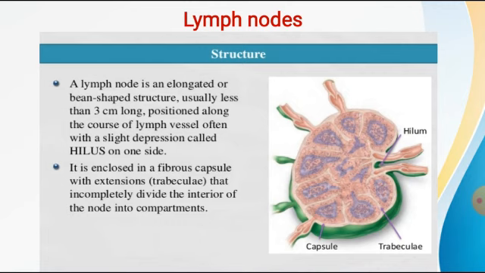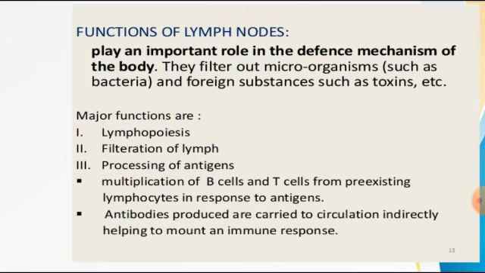Coming to the next secondary lymphoid organ, lymph nodes. Coming to the structure, it is an elongated, bean shaped structure. It is 3 centimeters long, and it is enclosed in a fibrous capsule with extensions called trabeculae, which incompletely divide the interior into compartments.